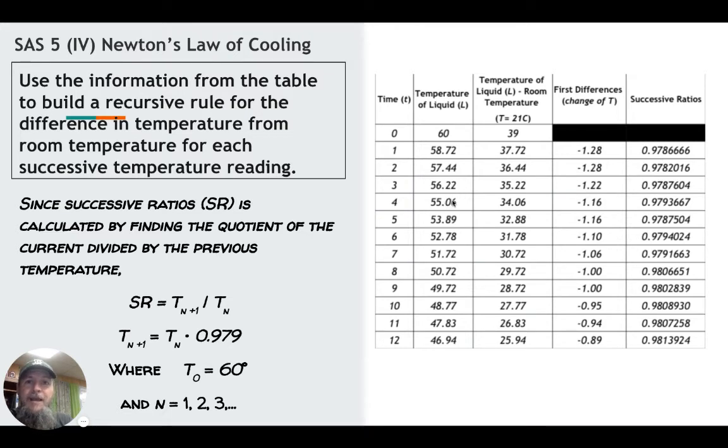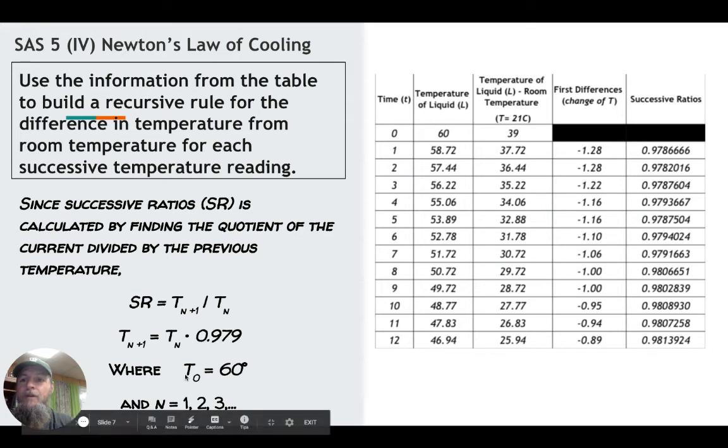The temperature at time 4 divided by the temperature in time 3 is 0.9793667. It's the same thing. Successive ratio is the time currently divided by the time 1 minute before. And we can do math. Since we know the successive ratio is around 0.979, the new temperature equals the old temperature times 0.979, where the original temperature is 60 degrees and n increases by 1 starting at 1.